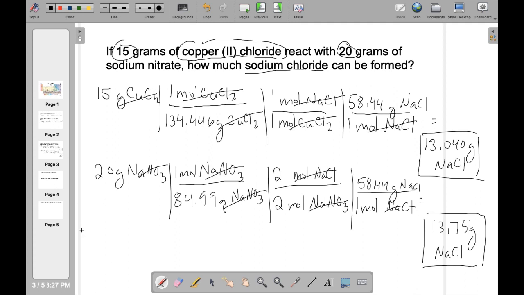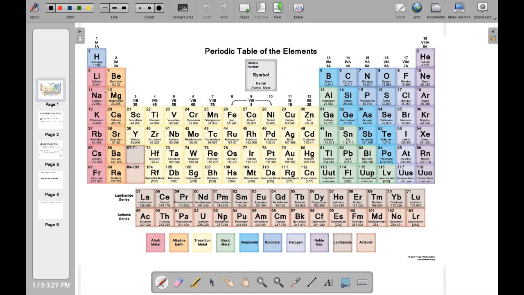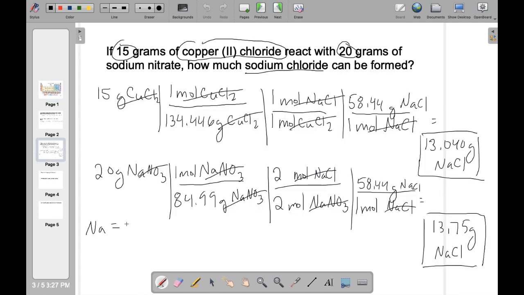And on your problem sheet, write down Na equals. Then go to Na sodium, 22.99. Now write down nitrogen equals, which is about 14. Then oxygen equals 16 times 3, because there's 3. Do this math and put down your molar mass.